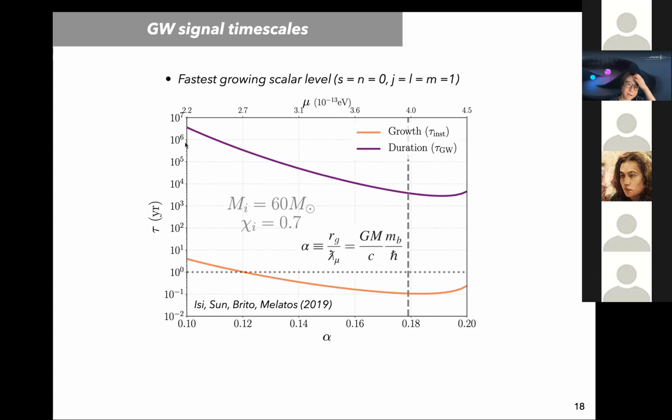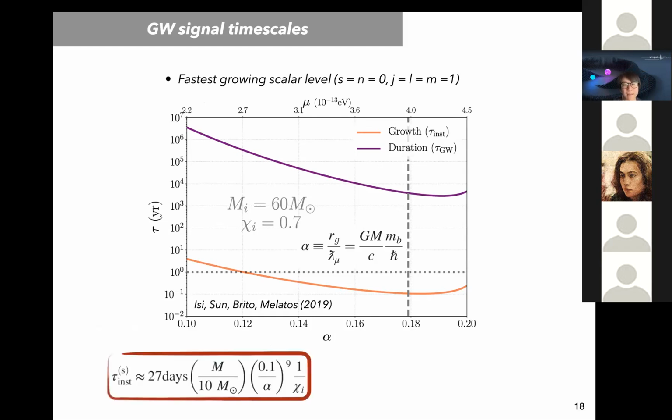In this case, the vertical axis stands for the time scale in units of years. Horizontally, that's the fine structure constant alpha, with the definition here, and the corresponding boson mass. There are two curves. The orange curve stands for the time scale for the cloud to grow, for the superradiant instability to happen. And that's on the order of months to years. So that's really a very efficient effect, and that's negligible compared to the lifetime of the black hole.